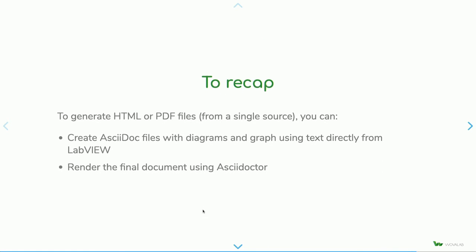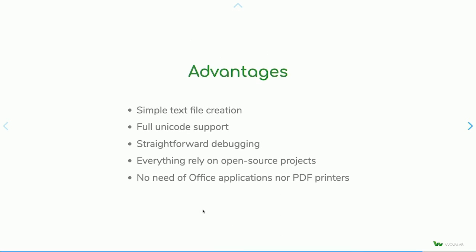So to recap, to generate HTML or PDF files from a single source, you can create Asciidoc files with diagrams, with graphs, with images, using text directly from LabVIEW, and then you render the final document using Asciidoctor. So, advantages. It's just creating a text file.